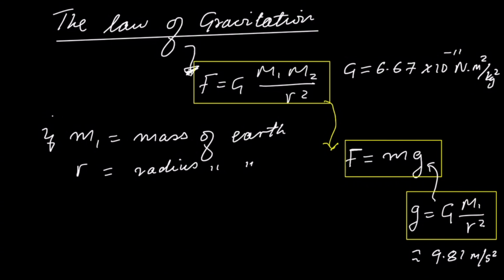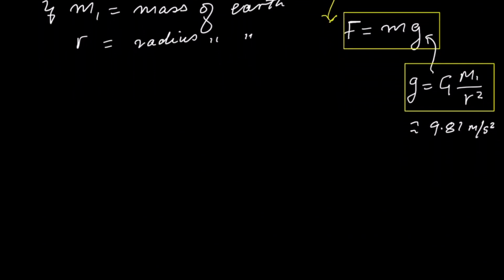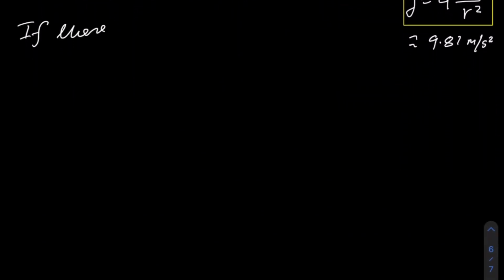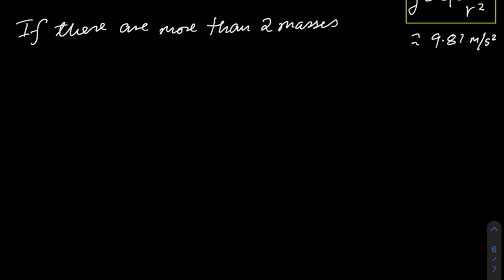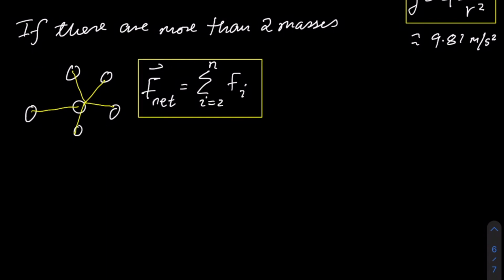Sometimes we get more than two bodies that are attracting each other using this inverse square law. And how do you treat that situation? Let's imagine a system of masses that are scattered around like that, and we imagine that the mass in the center is pulled by those surrounding masses. The net force will be equal to the summation of the forces that are exerted by the surrounding masses.